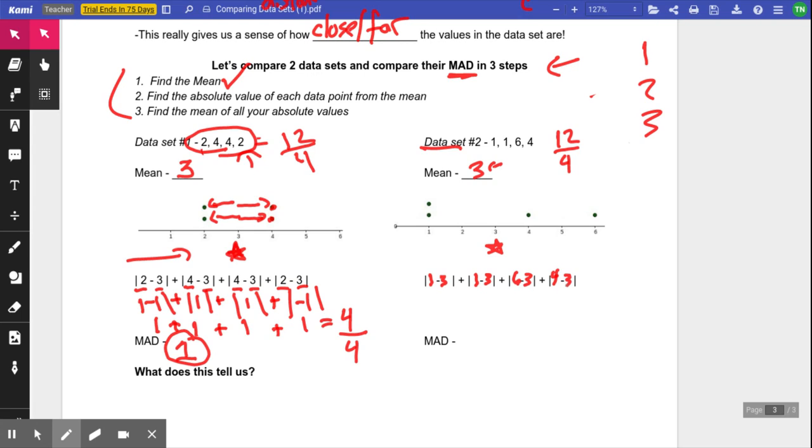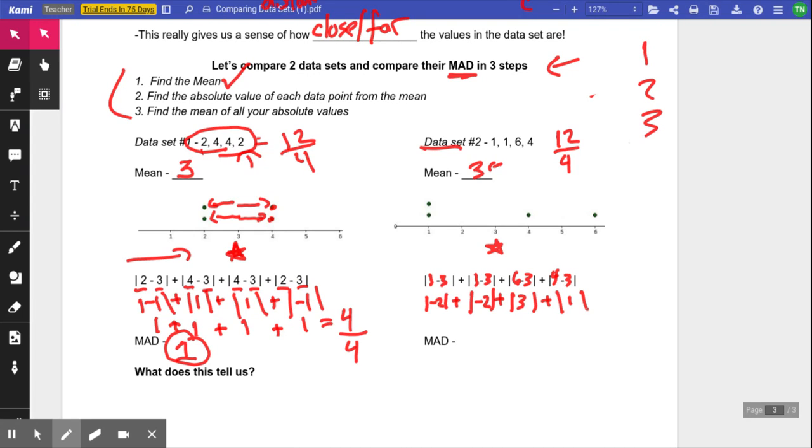So we have a little bit of math to do. The absolute value of 1 minus 3. So now we have the absolute value. 1 minus 3 is negative 2, plus 1 minus 3 again here is negative 2, plus 6 minus 3 here is 3. And 4 minus 3 here is 1. Okay, so we have some absolute value. Real quick work to do.